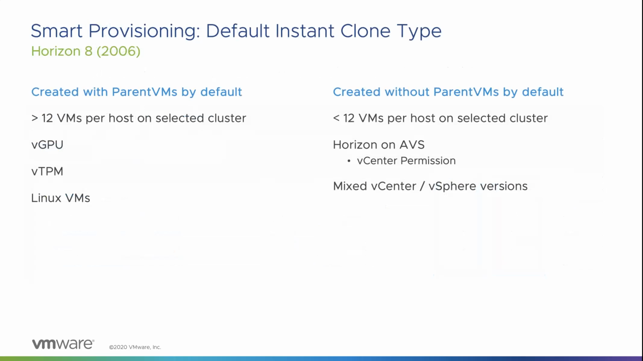So yeah, just to echo, if you're greater than 12 VMs per host, you'll end up with the typical one. If you're using vGPU or vTPM or Linux VMs, that's the default option. And by default, if it's less than 12 VMs per host or Horizon AVS or mixed vCenter vSphere versions, we'll use the new provisioning method, which is the linked clone offshoot.